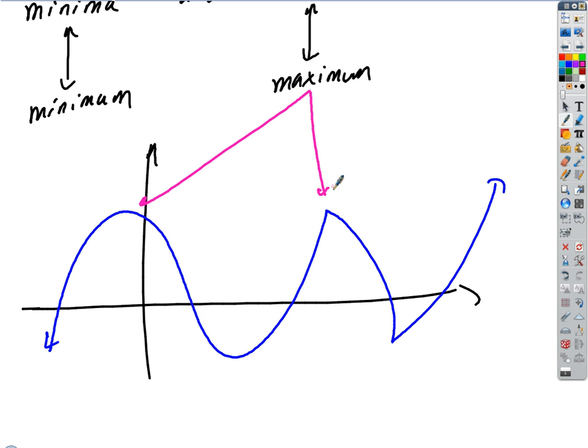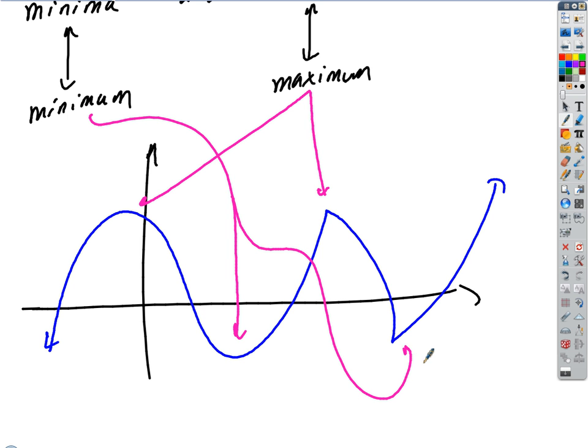Can somebody please point me to a minimum? Right there, the bottom. There and there, good. Okay, so do they have to be equal to this height? No, not at all. Some can be higher than others.